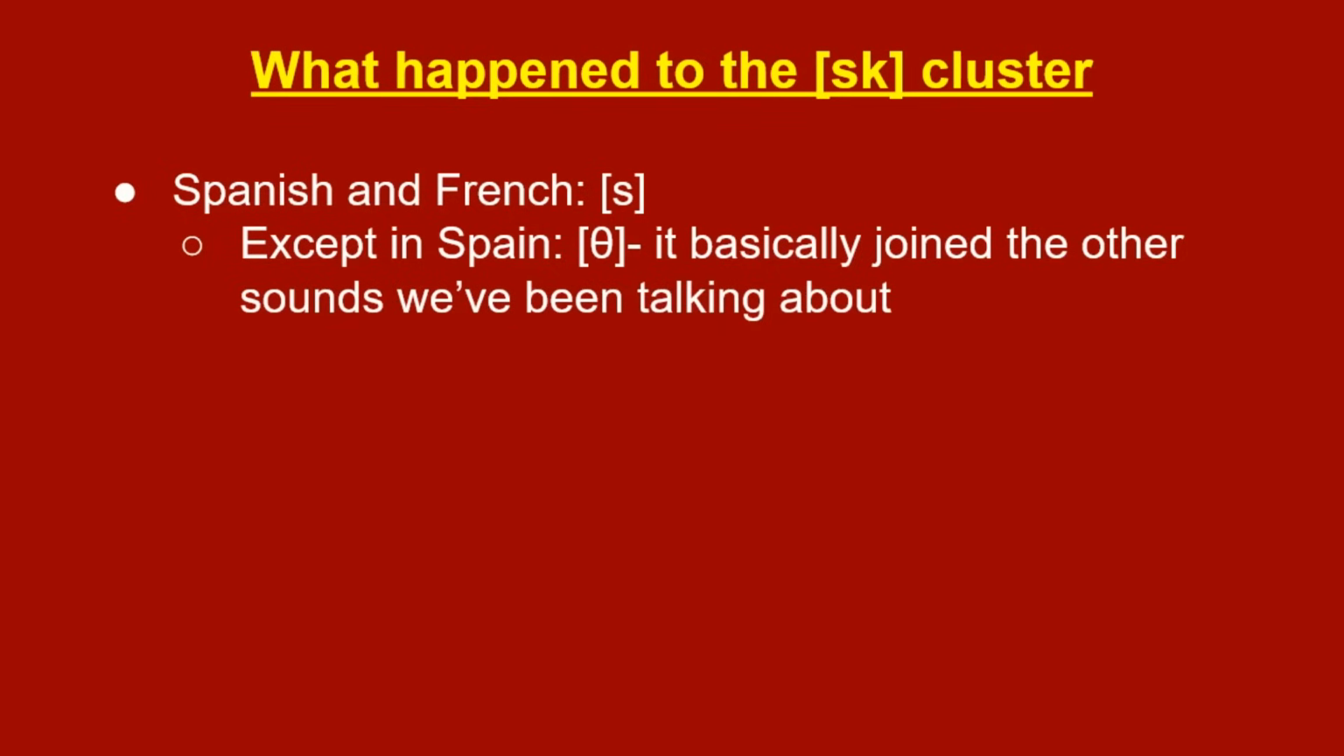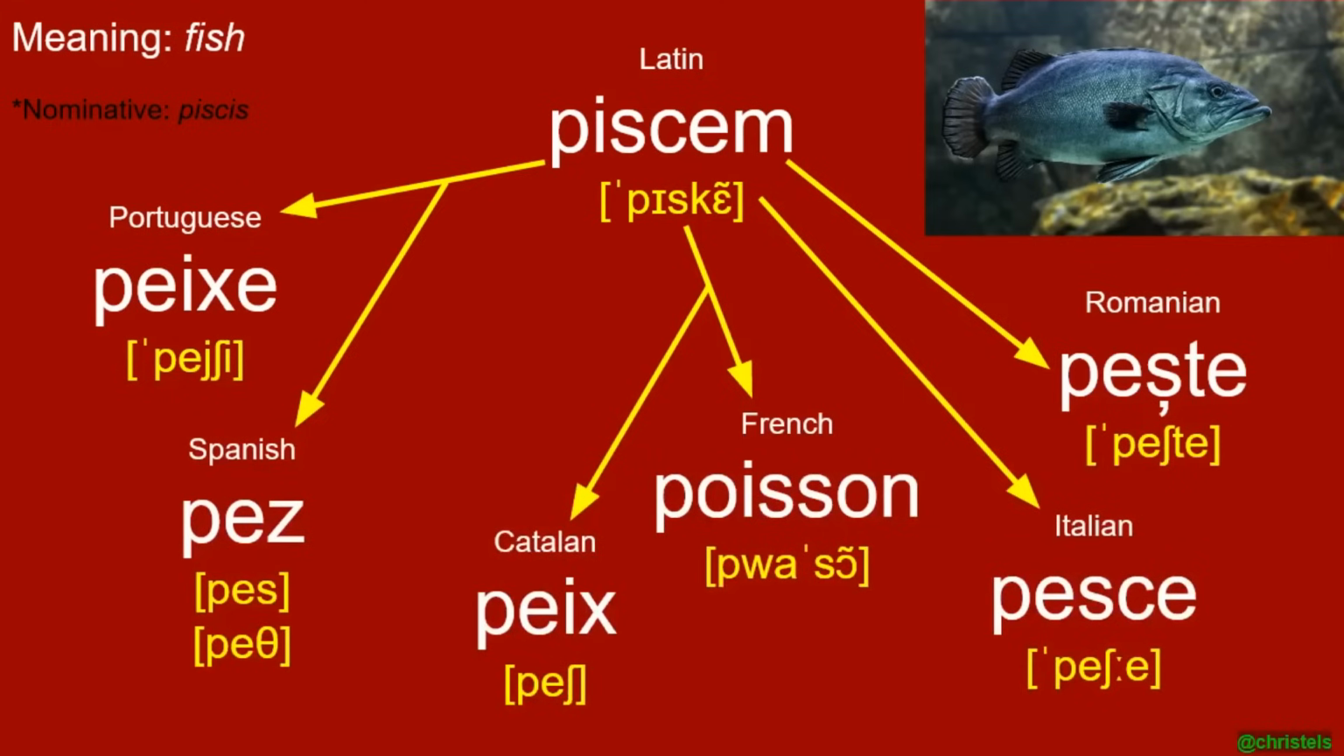Next up is sk. First off, in Spanish and French, this cluster became s, or th in Spanish. It basically just joined the other sounds we've talked about. But in Portuguese, Catalan, Italian, and Romanian, it became sh instead. So there was Latin pisquem, and that became Spanish pez, or pez in Spain, French poisson, Portuguese peixe, Catalan peixe, Italian pesce, and Romanian peste.